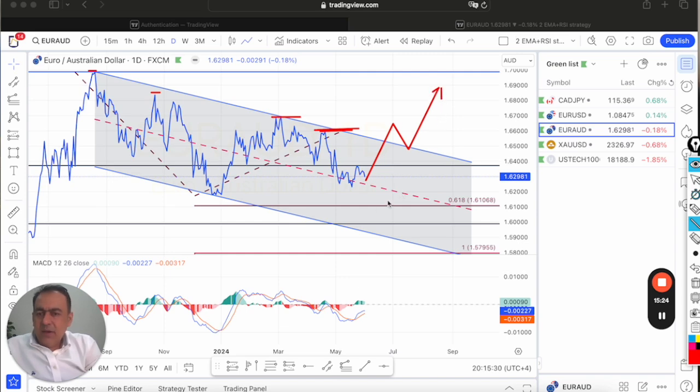If the buyers regain the control, maybe from this area, that is Fib extension 61.8, then the buyers are required to break above the falling parallel channel. If it happens, then the bearish plan would be invalidated. Otherwise, I'm expecting the pair to continue lower and reach 1.5795.